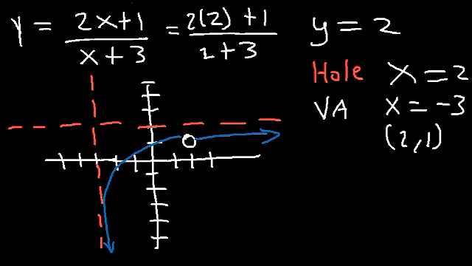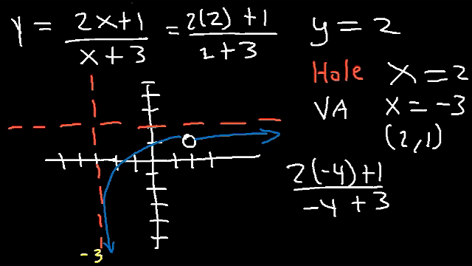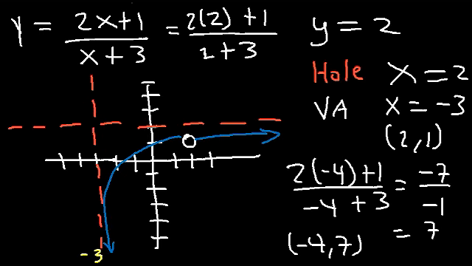Now, we need to plug in a point less than, or to the left side of, the vertical asymptote. Since the vertical asymptote is at negative 3, let's plug in negative 4. So 2 times negative 4 plus 1 over negative 4 plus 3. 2 times negative 4 is negative 8 plus 1, that's negative 7. Negative 4 plus 3 is negative 1, which is positive 7. So we have the point negative 4, positive 7, which is probably going to be way up here. So at least we know the graph looks like this.